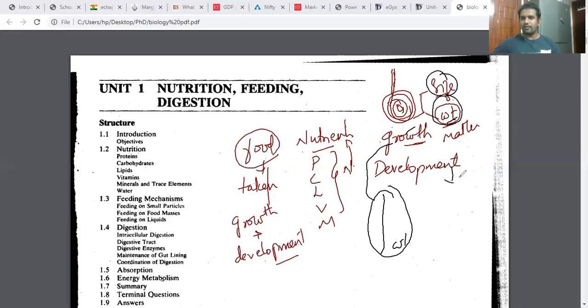And what do you mean by development? Development means overall growth of our body. Like you should have a proper vision. It means you should not have an improper vision. That comes under development.